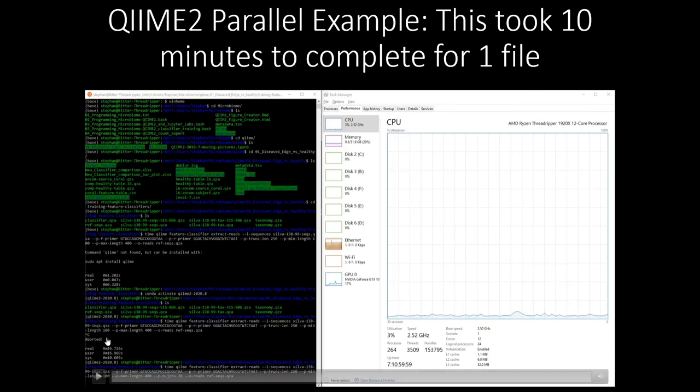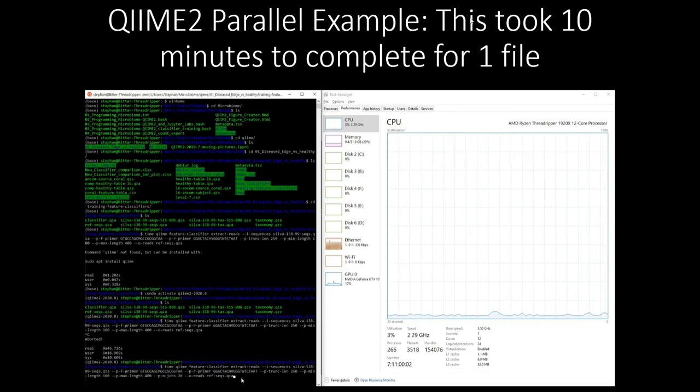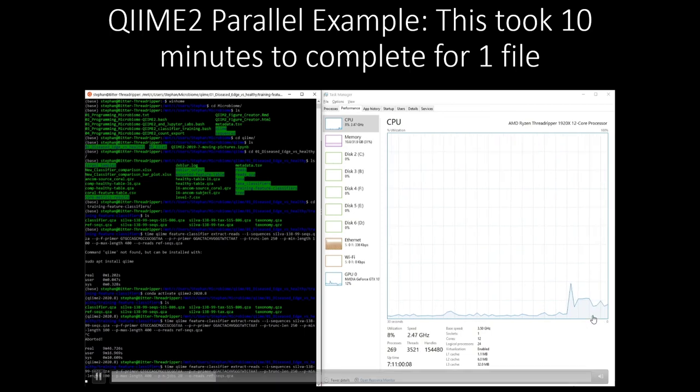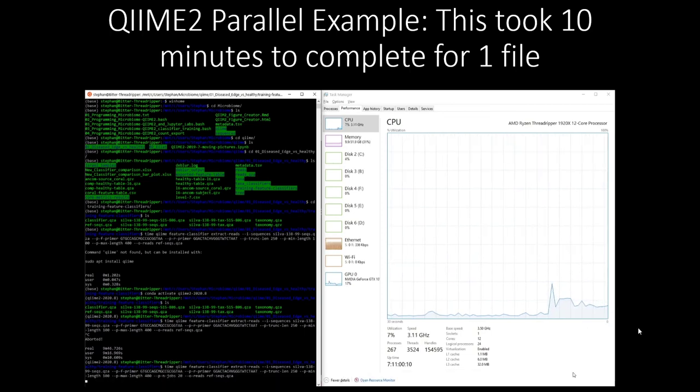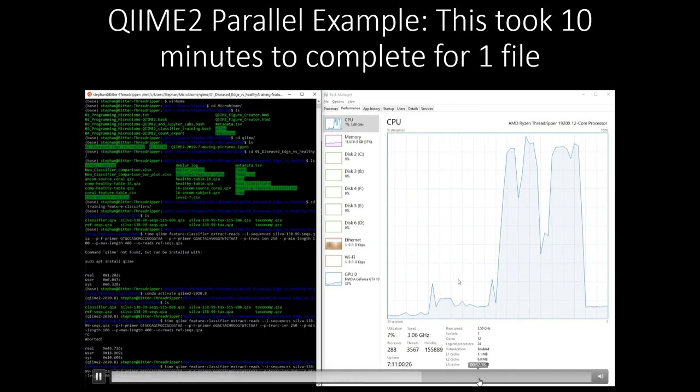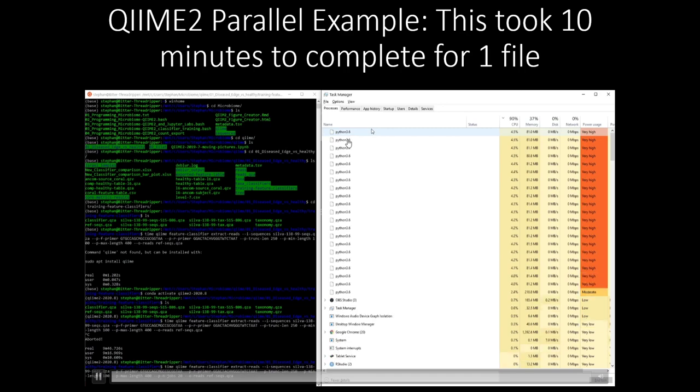So after learning these different things, I was able to run that same command in QIIME2, and now that same command took only 10 minutes to complete for this one file. And you're going to see that here. It's going to start using almost all of the CPU power. So there you go. Almost up to 90%. And when I go to the performance tab, you're going to see that what it's done is it's opened multiple Python scripts at the same time.